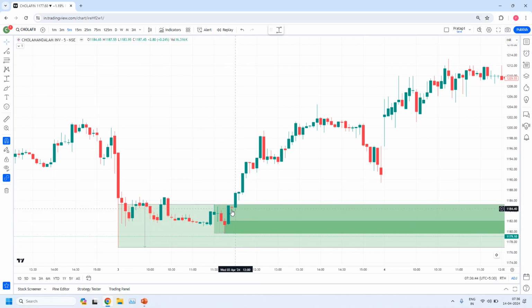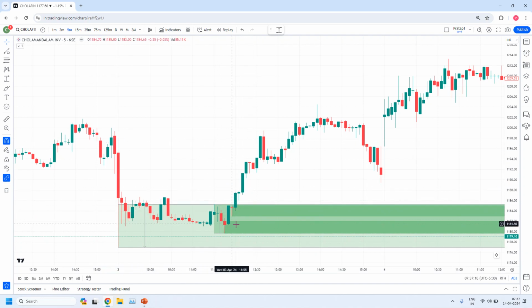And we have one more fine-tuned zone here, rally base rally. So let me draw this. So this is also an overlapped zone. So this 5 minutes is overlapped with 15, 15 is overlapped with 75.